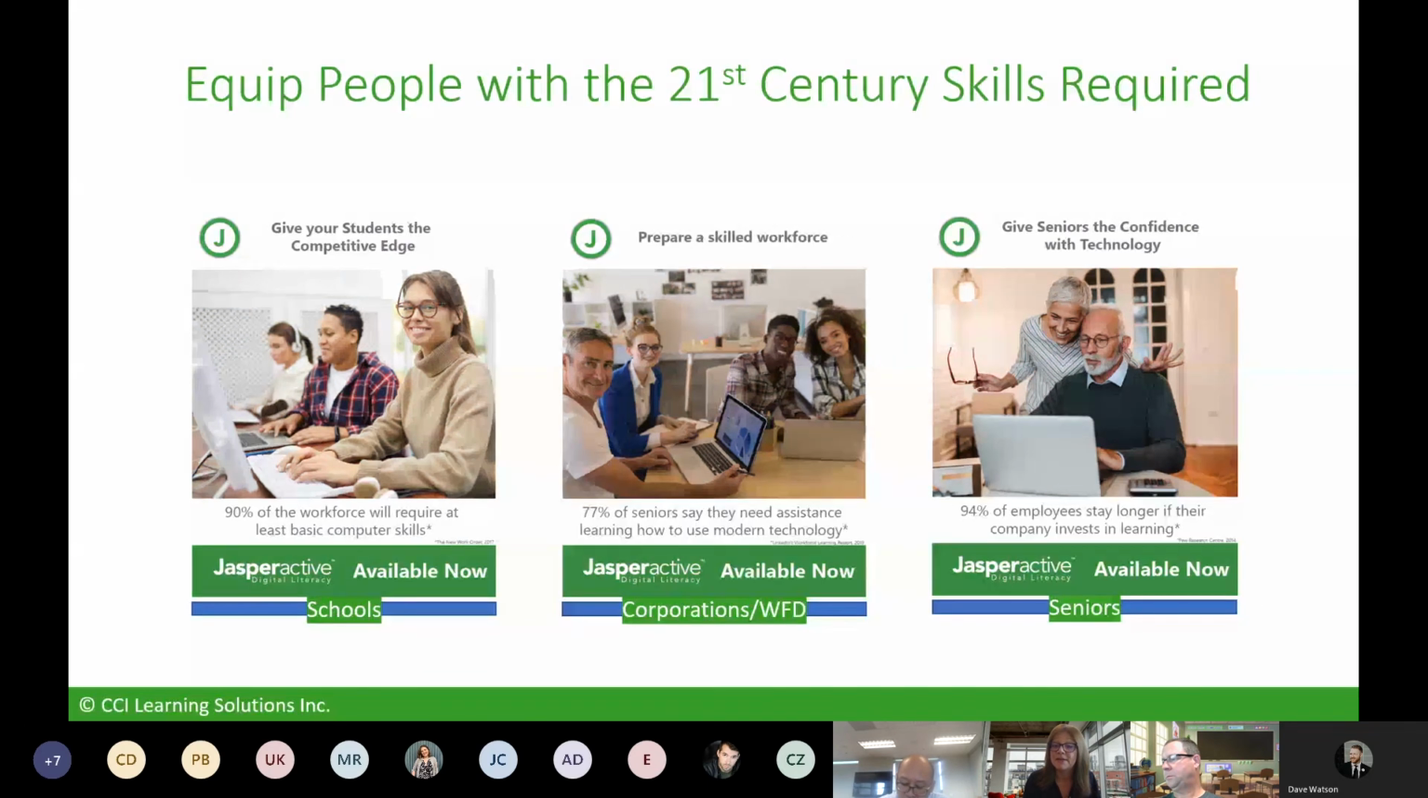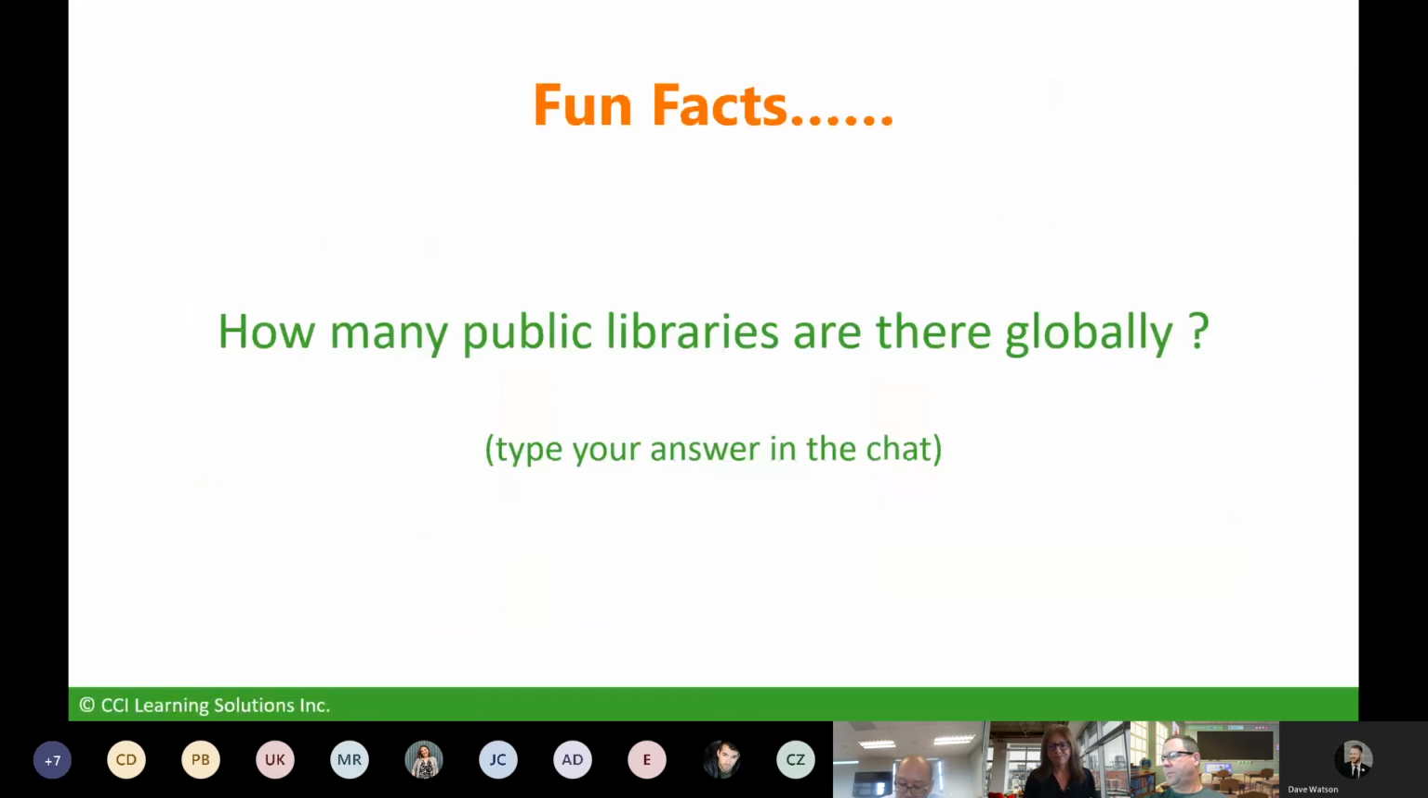And 94% of employees stay longer if their company invests in learning. Next slide, please, Dave. So that's great. But I believe, and I think we all believe here, including Microsoft, that the library is a place that needs to be accessed. The connection that the library sector has to their patrons, the community and their citizens is a very, very important service that can be offered.